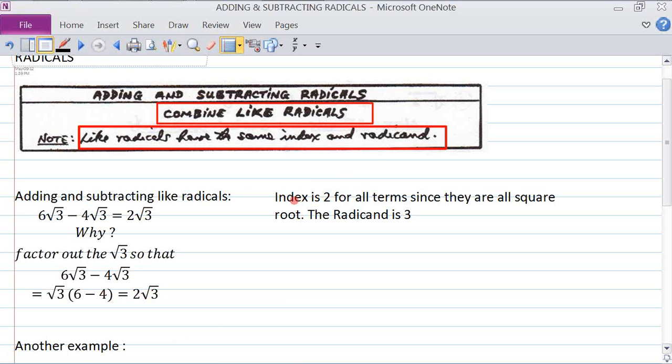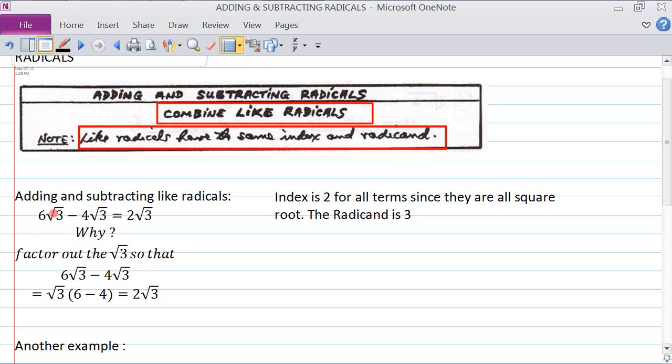Now, notice these both have the same index, and the radicand has to be the same here too. So if this is, excuse me, let's use another number not to confuse it. If this is 5 and this is 7, you can't do anything. So the radicand here has to be the same. So we factor out the root 3 because it's common to both of these.